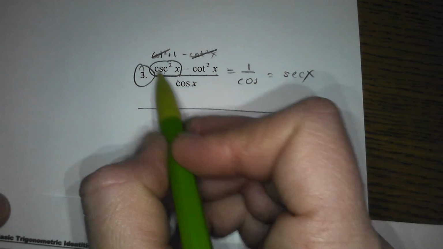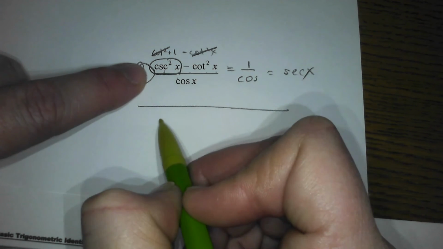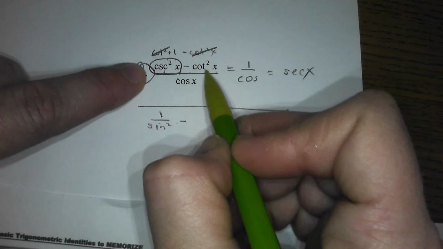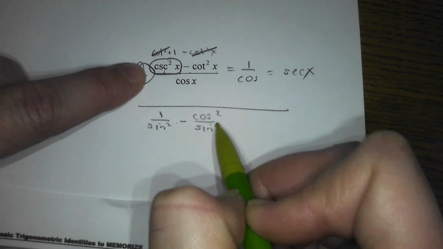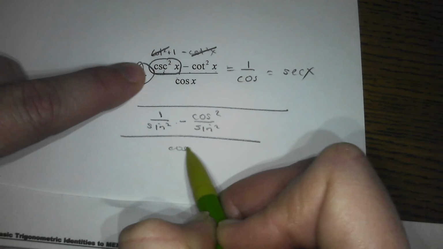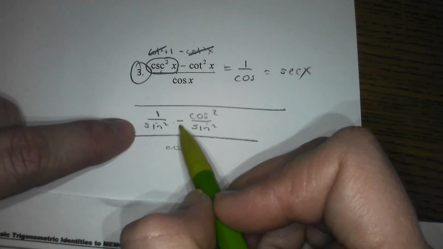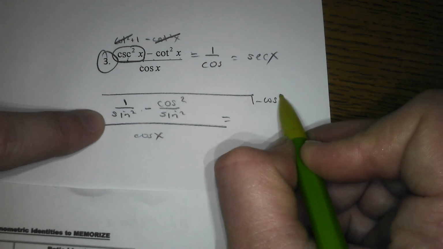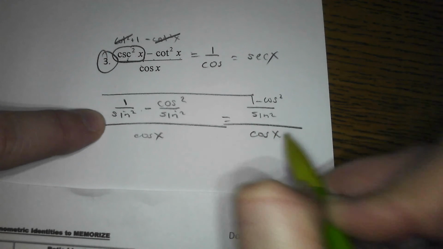Another way of doing that same problem, if you didn't recognize that, which a lot of you might not have, cosecant squared is the same as 1 over sine squared. Cotangent squared is the same as cosine squared over sine squared, all over cosine x. But this just immediately gets uglier because you have a complex fraction. But you have, your numerator is 1 minus cosine squared over sine squared, all over cosine.